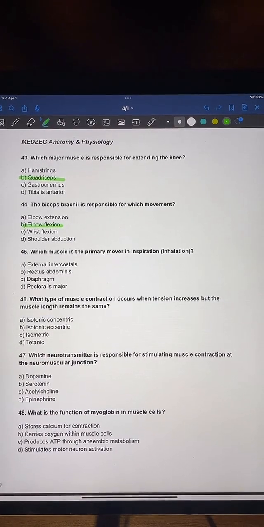45. Which muscle is the primary mover in inspiration, otherwise known as inhalation? Again, there are 2 here that are responsible for it. However, there's one that is the primary mover. There's a secondary and a primary. So if there's any dispute between 2 answer choices, think of it that way.